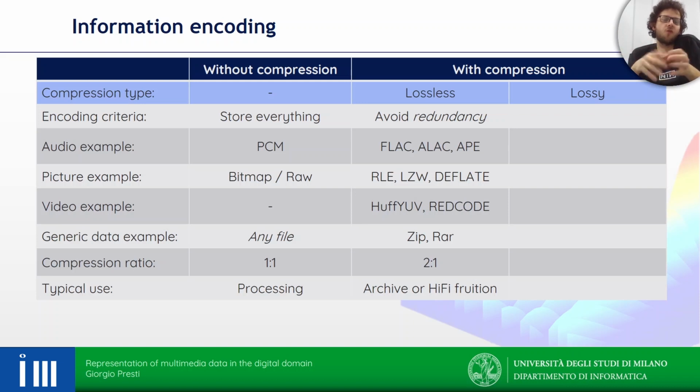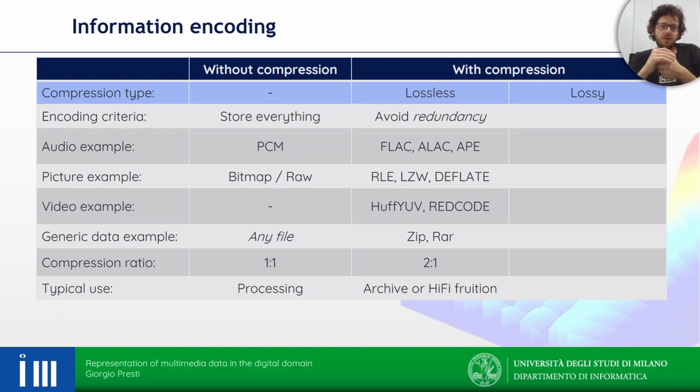This is a more compact way of representing the same information, avoiding the redundancy of repeating 0, 0, 0, 0 many times, but without the loss of any information. The information content is the same, it's just packed in a more optimized way. Audio examples of these encoding strategies are FLAC or other formats. In pictures, we can see run length encoding, which is exactly the example I gave of telling the computer to repeat a certain number of times. In video, we have some other lossless codecs, and we have lossless ways of compressing data also for generic data types.